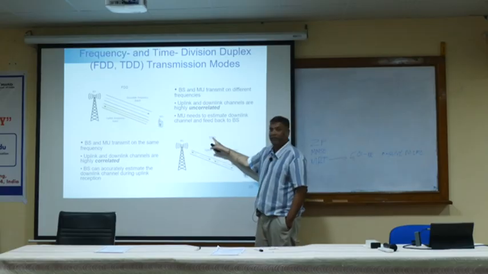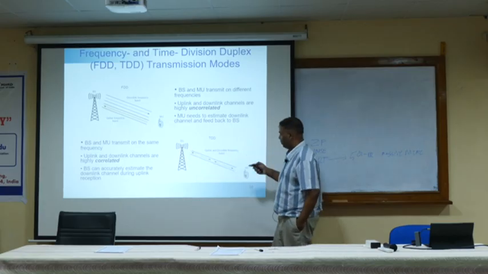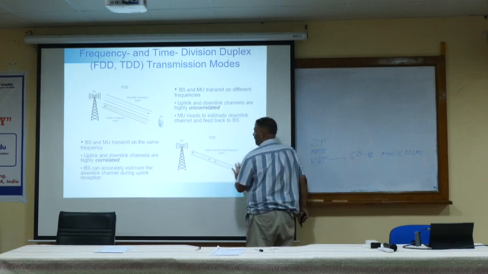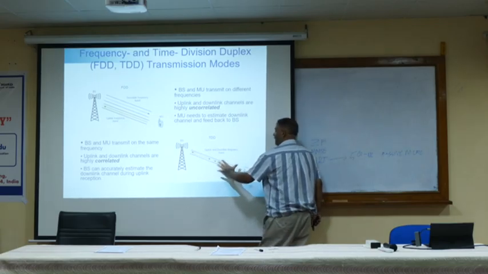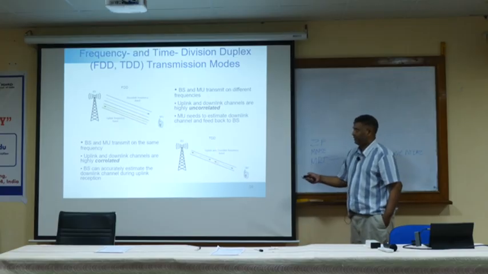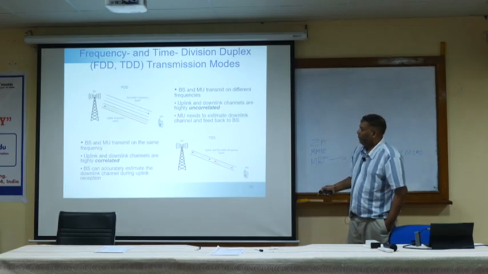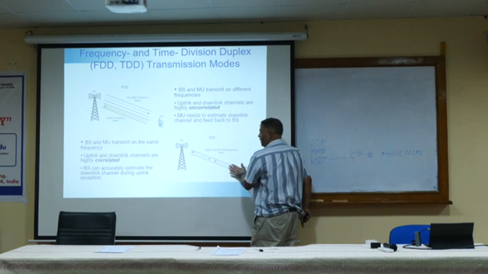Okay, but let me tell you about the TDD system. TDD means time division duplexing. So the same frequency is used for uplink and downlink, but at different times, okay? So this is called TDD. This portion of time is for uplink, this portion of time for downlink, this portion of time for uplink, etc. So this is called a TDD system, okay? So the base station and mobile unit transmit on the same frequency. Uplink and downlink channels are correlated. The base station can accurately estimate the downlink channel during the uplink reception, okay? So what this is saying is, here is the same frequency, uplink and downlink are happening.